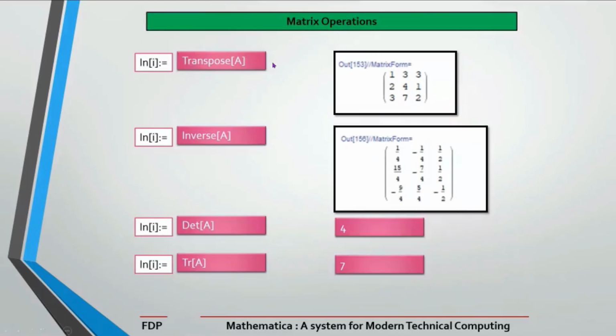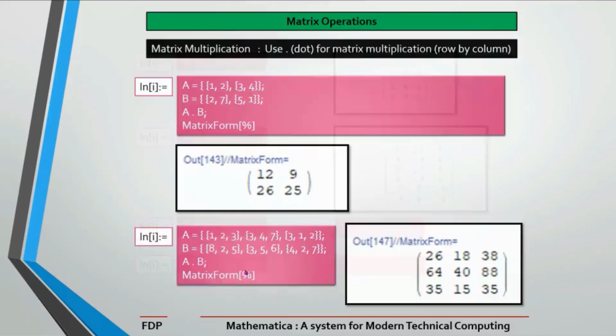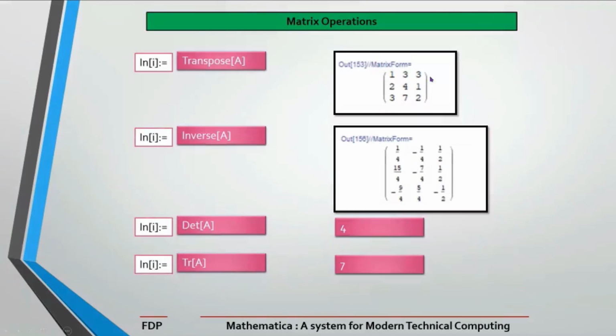Okay, some different functions are also built into Mathematica. For example, if you want the transpose, then the Transpose function is there. Put your matrix inside, and A is here, 1 2 3, 3 4 7, 3 1 2, and then you will get this. Now you can see I am not writing MatrixForm here. You have to write MatrixForm also to get this output. So remember, I am just writing Transpose A, and in the next line you have to put MatrixForm percent, then you will get this output.